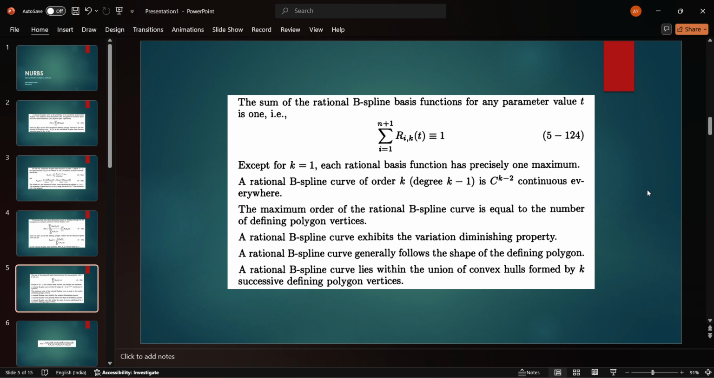The maximum order of the rational B-spline curve is equal to the number of defining polygon vertices. A rational B-spline curve exhibits the variation diminishing property. A rational B-spline curve generally follows the shape of the defining polygon. A rational B-spline curve lies within the union of convex hulls formed by k successive defining polygon vertices.